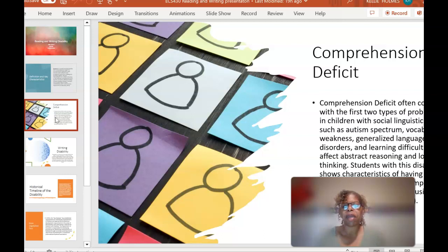Our next one is comprehension deficit. Comprehension deficit often coincides with the first two types of problems found in children with social linguistic disabilities such as autism spectrum, vocabulary weakness, generalized language learning disorder, and learning difficulties that affect abstract reasoning and logical thinking. Students with this disability show characteristics of having attention problems, problems with comprehension of spoken language, and confusion of map signs.